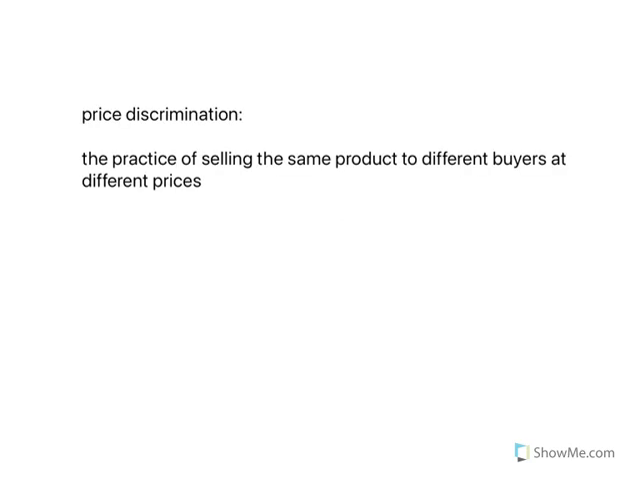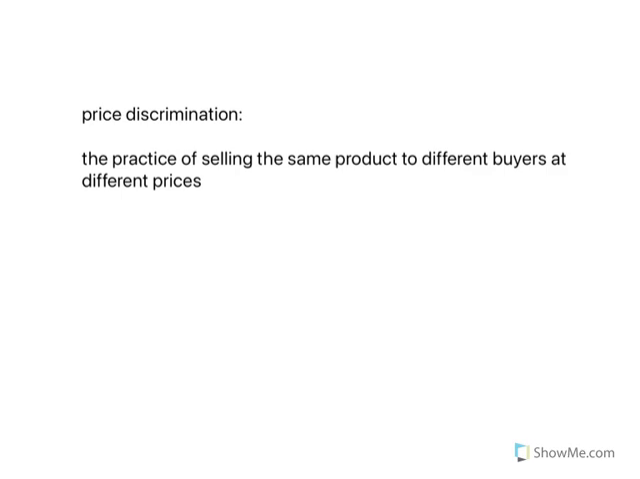So to define price discrimination, it is the practice of selling the same product to different buyers at different prices. An example of this would be, if you go to a movie and you pay a student price for the movie, but if your parents are with you, they pay an adult price. That's price discrimination, right? It's the same product, a movie ticket, but you're paying a different price than your parents. That's the idea of price discrimination.